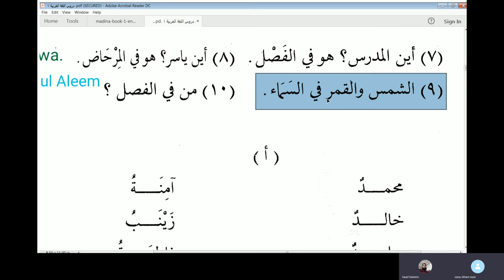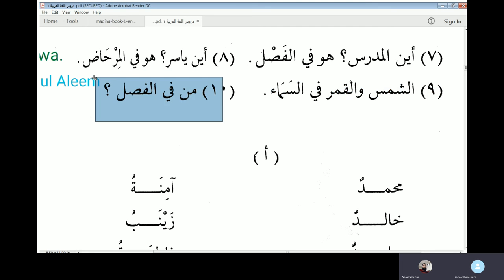Ash-shamsu wal-qamaru fis-samai. The sun and the moon are in the sky. Man fil-fasli? Who is in the class?